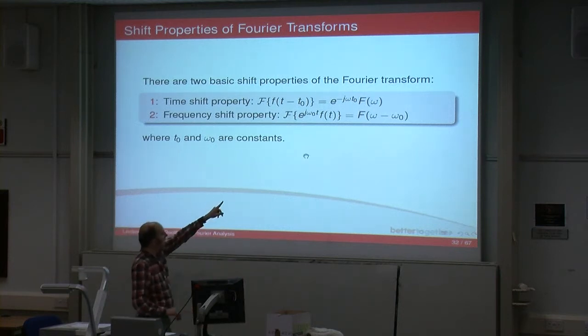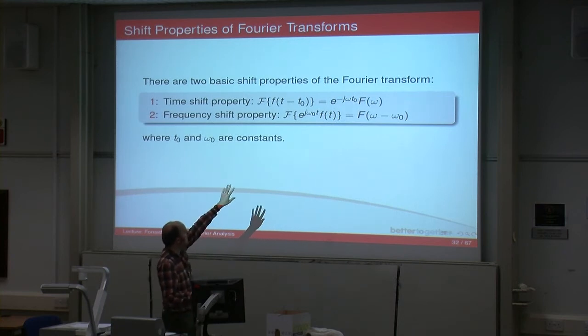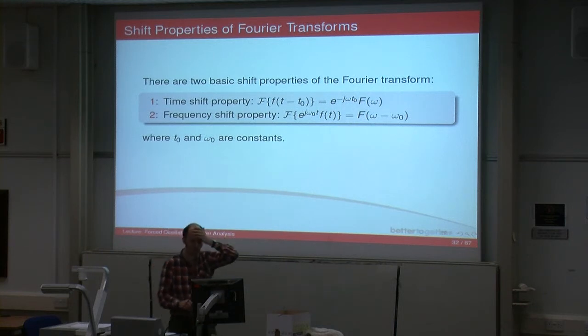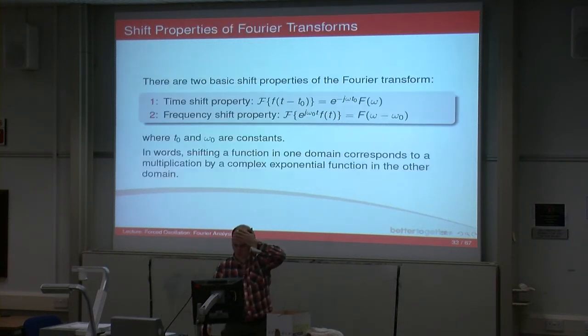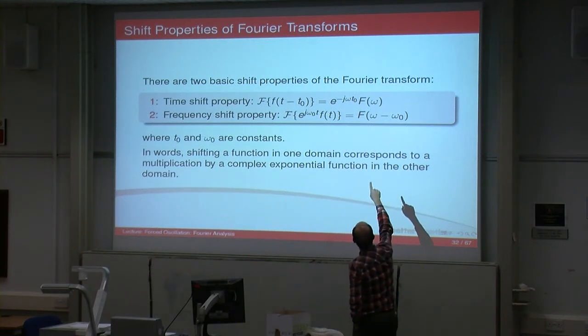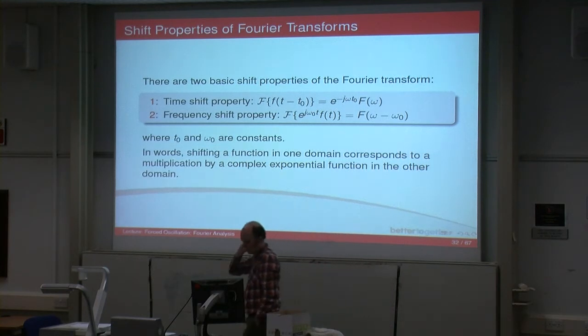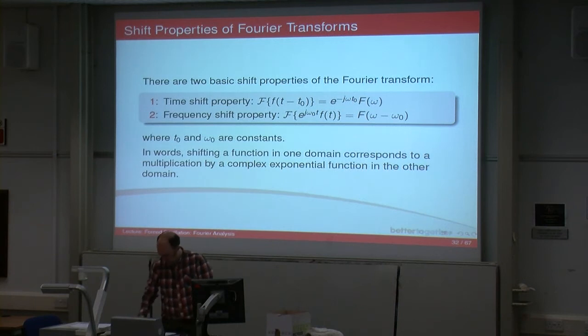So if you have something in the frequency domain that's shifted across by omega naught, then the time domain signal multiplied by e to the j omega naught t will give you that frequency shift. So shifting a function in one domain corresponds to a multiplication by a complex exponential function in the other domain. So if you took the inverse Fourier transform of F of omega minus omega naught, you'd get e to the j omega naught t times f of t. There's an example I'm going to show you which will help explain what that means.